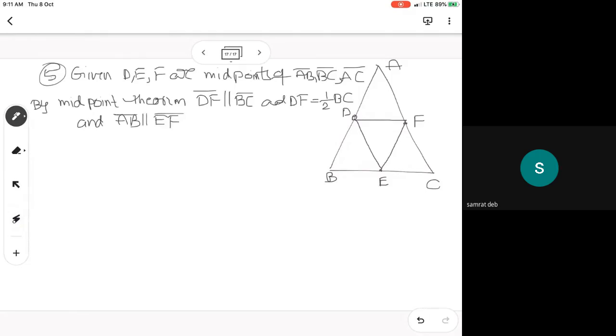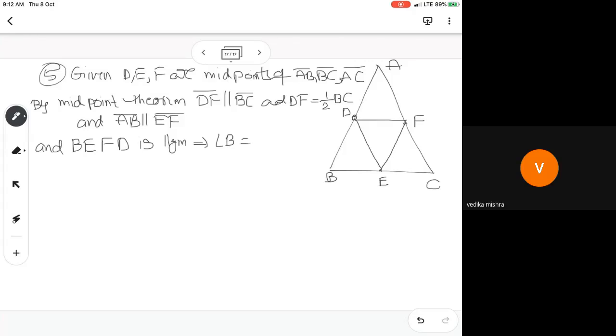So from this you can say that if you observe properly, this is parallel to this one, this is parallel to this one. Actually DF is parallel to complete BC, then DF is parallel to BE and EF is parallel to BD. So opposite sides are parallel in a quadrilateral. If the opposite sides are parallel in a quadrilateral, you can say that quadrilateral is a parallelogram. So you are going to get BEFD is a parallelogram.